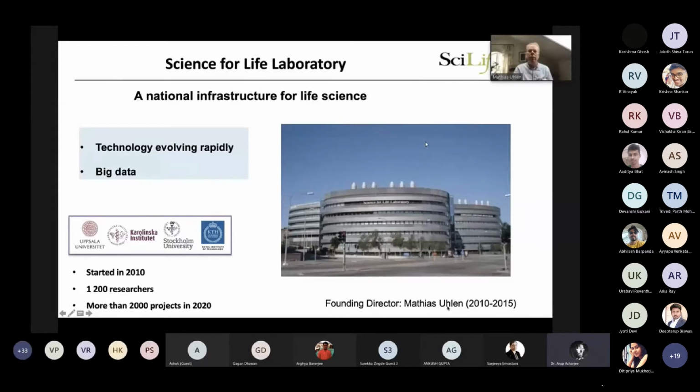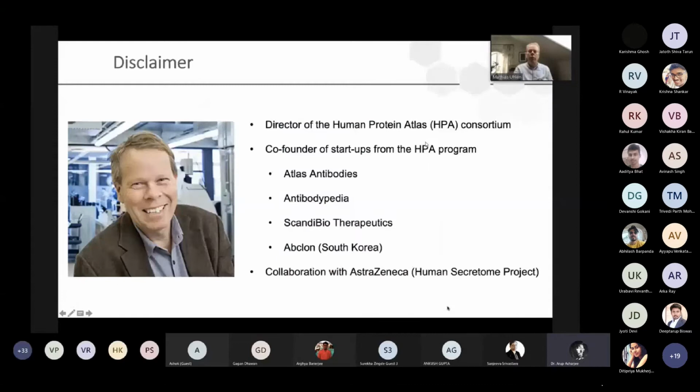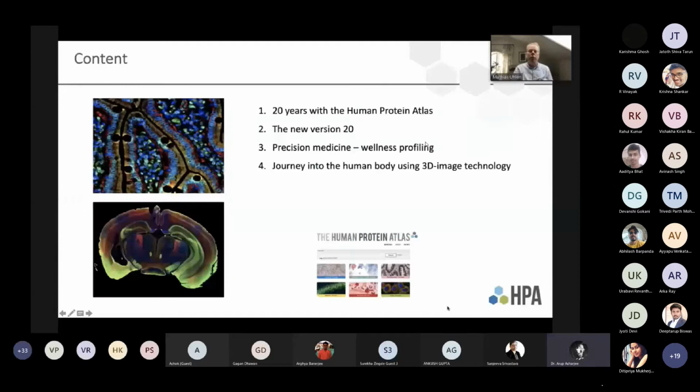Before I continue, I just want to say that I'm co-founder of several startups, and I will mention some of them in this talk, especially Antibodypedia, but I'm also doing collaborations with AstraZeneca. So what I thought I will do is to give you a little bit about the 20 years with the Protein Atlas, the new version 20, talk about precision medicine, and then talk about the movies that we made, which are journeys into the human body.